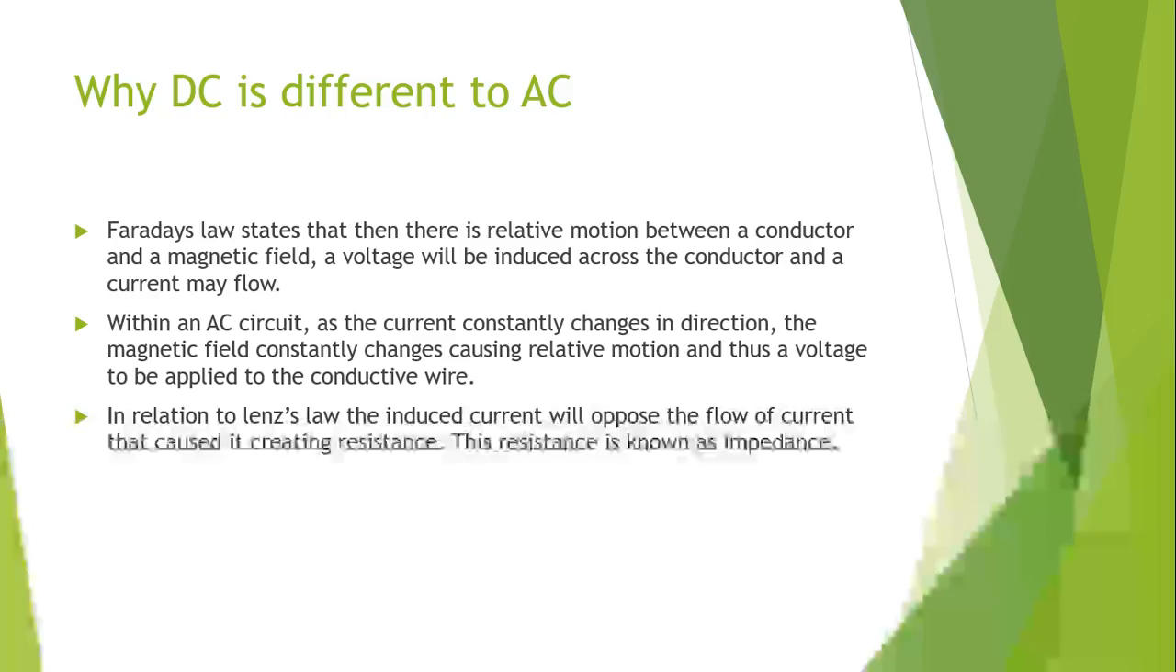Why is DC different to AC? As can be seen by Faraday's law, as stated before, within an AC circuit, as the current constantly changes in direction, the magnetic field constantly changes, causing relative motion and thus a voltage to be applied to the conductive wire. In relation to Lenz's law, the induced current will oppose the flow of current that caused it, creating resistance. This resistance is known as impedance.